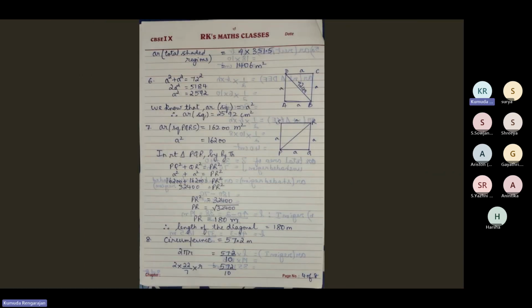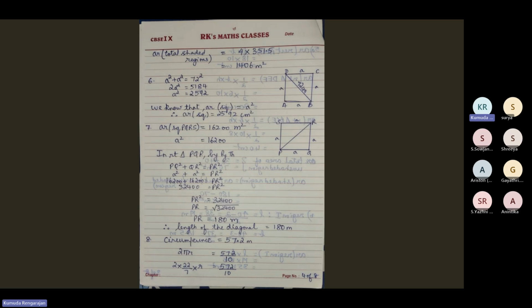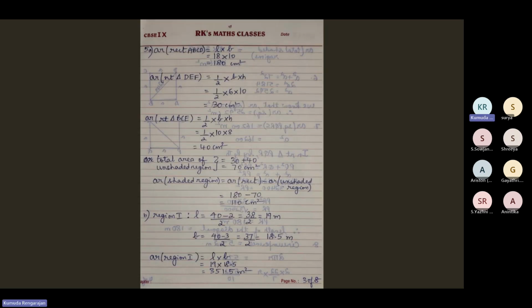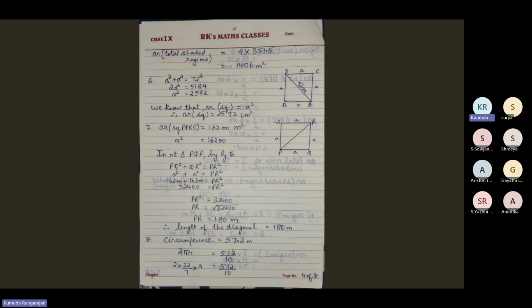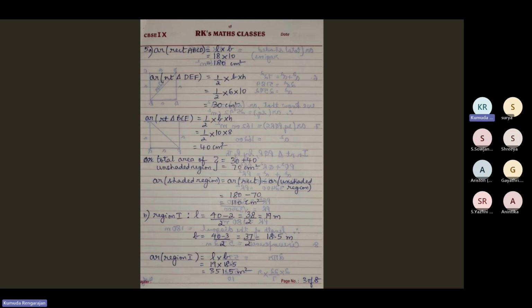The area of the total shaded regions will be 4 into, because all the rectangles will have the same length and breadth. So 4 times area of region 1 is the area of the total shaded regions. You can see the answer completed right on top there. Finish this.